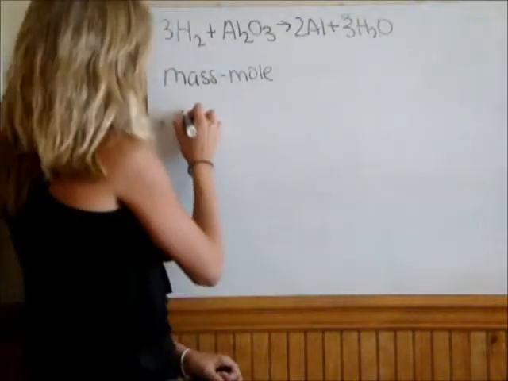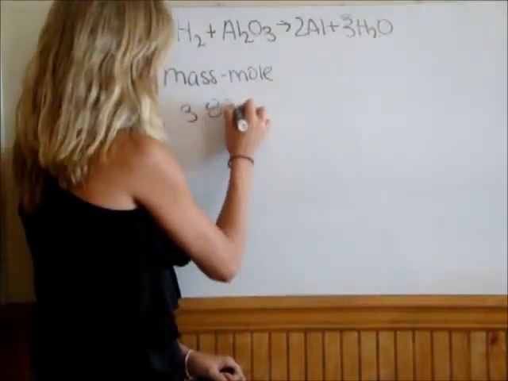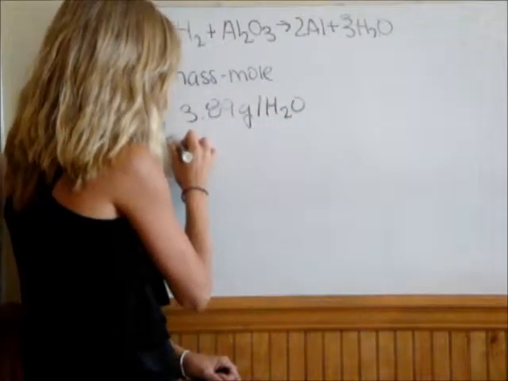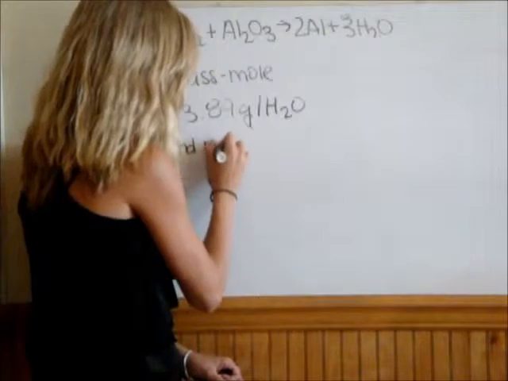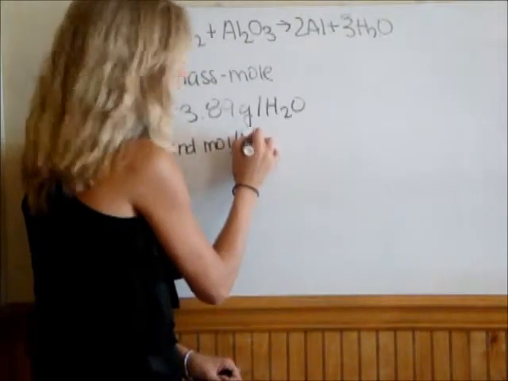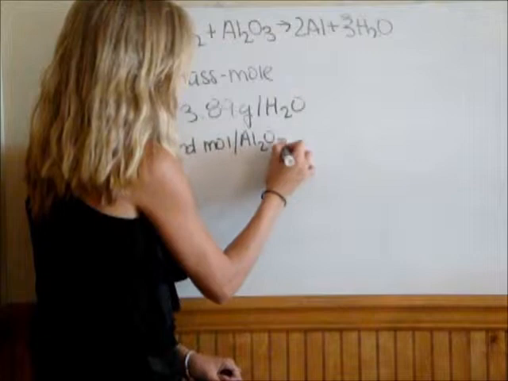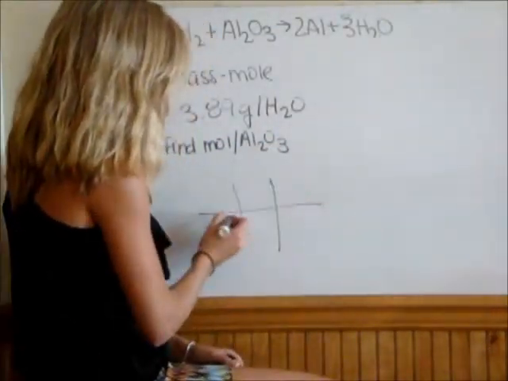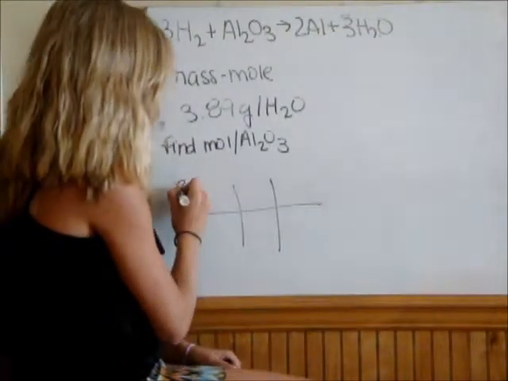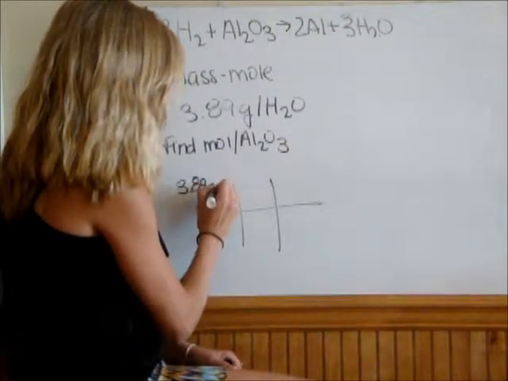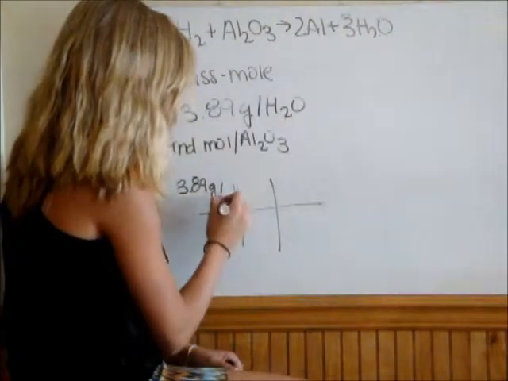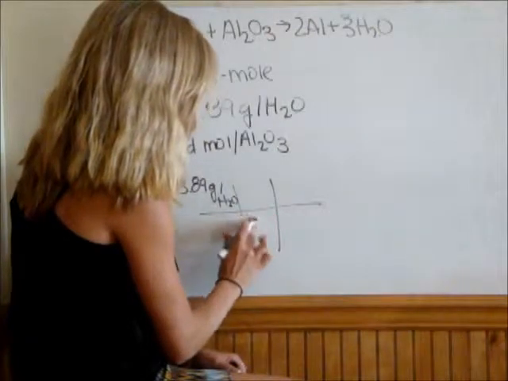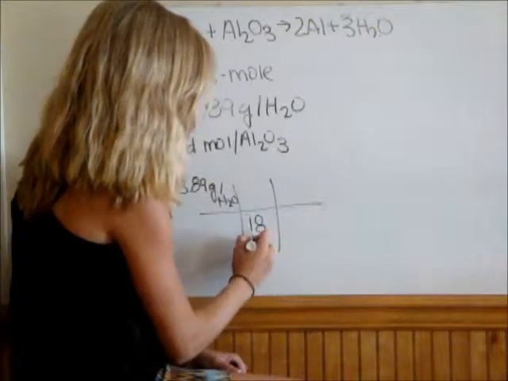Given 3.89 grams of H2O, we're going to find the moles of aluminum oxide. Okay, so in this chart, we again have 3 columns. Up top will be our given grams of X, which is H2O. Down here will be the actual grams of X, which comes to be 18 grams.